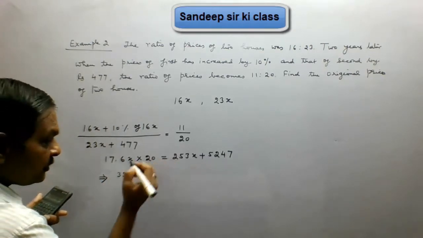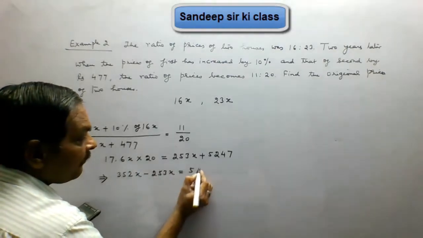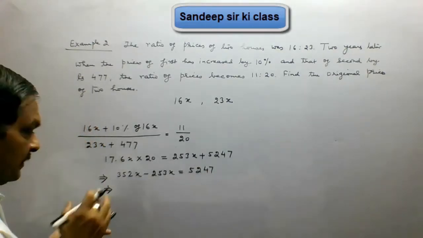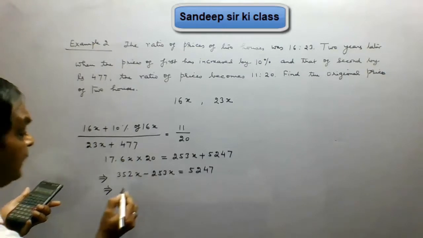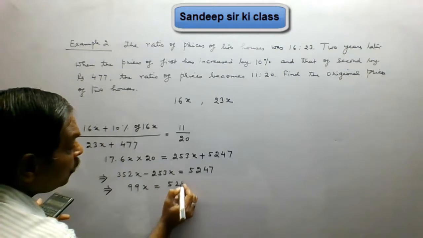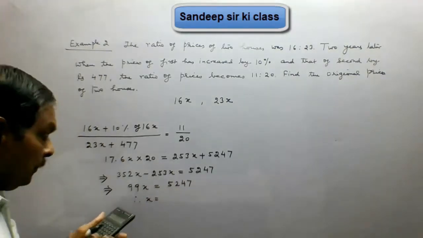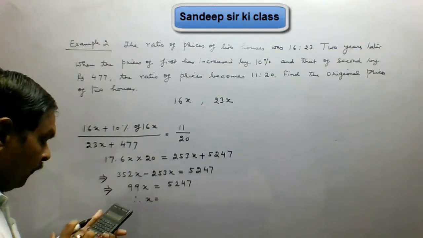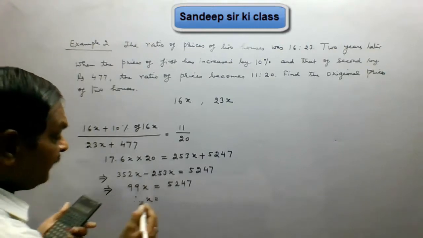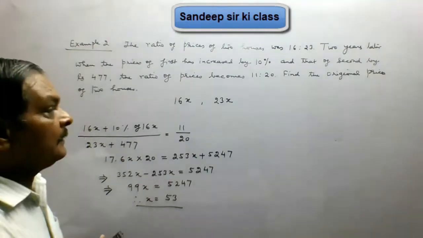Transpose this: 352x minus 253x equals 5247. Subtracting, this gives us 99x equal to 5247. Therefore, x will be equal to 5247 divided by 99, which is 53. The value of x is 53.